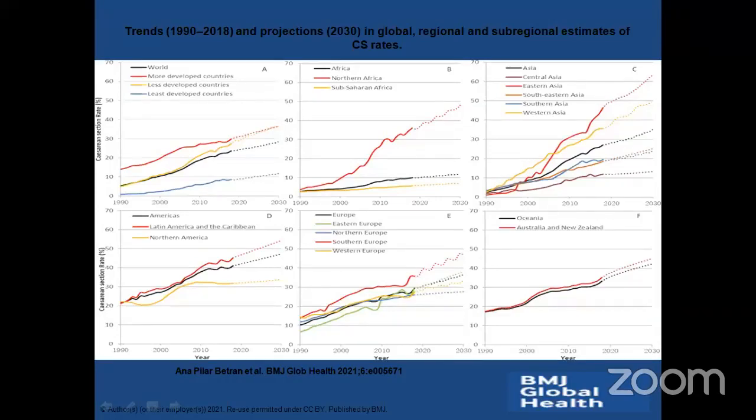So what all this shows you is that, although this may or may not happen in the future, as things are going on now, it is quite possible that these predictions might come true. So that is the concerning fact about Caesarean section rates and trends for Caesarean section rates.